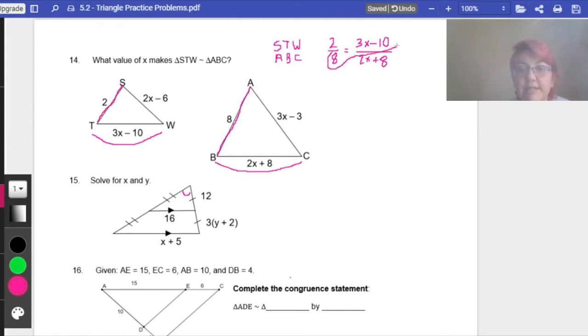8 times 3x minus 10. Remember that we're going to put 3x minus 10 in parentheses next to the 8 so that we remember to distribute the 8 to both. And that is equal to 2 times 2x plus 8.